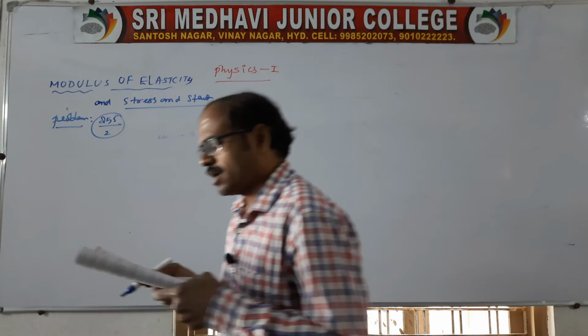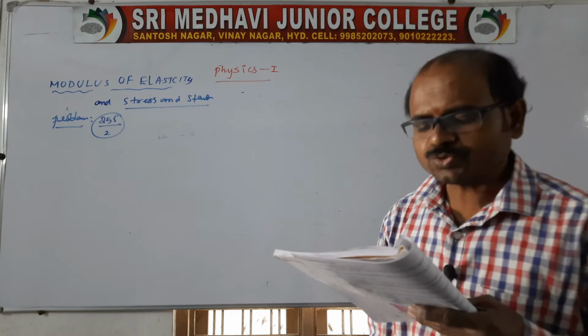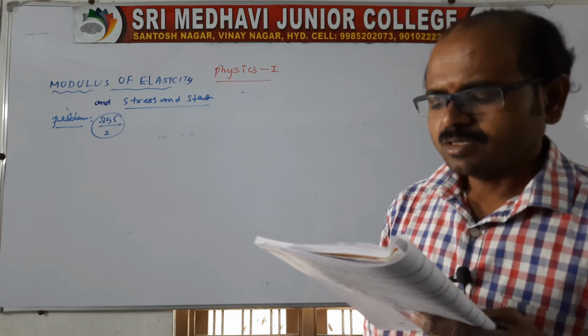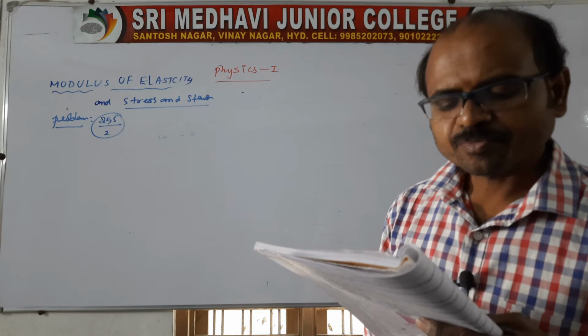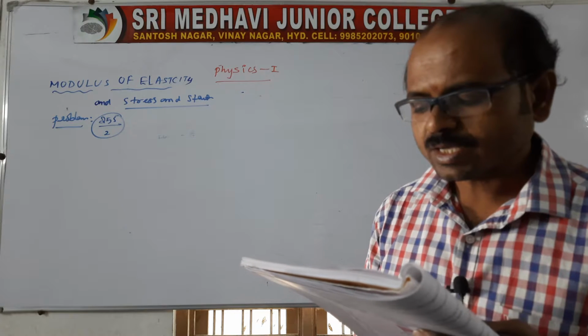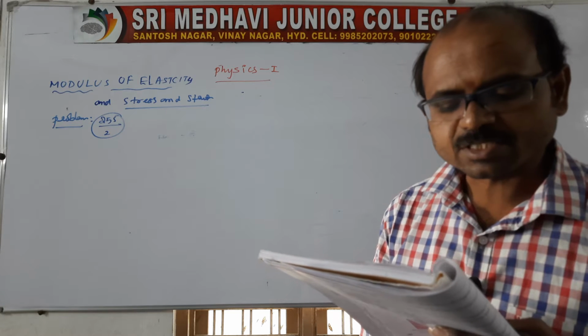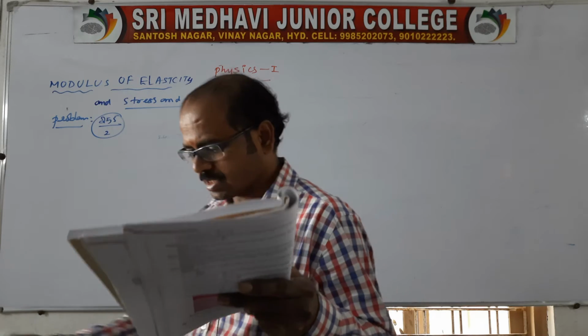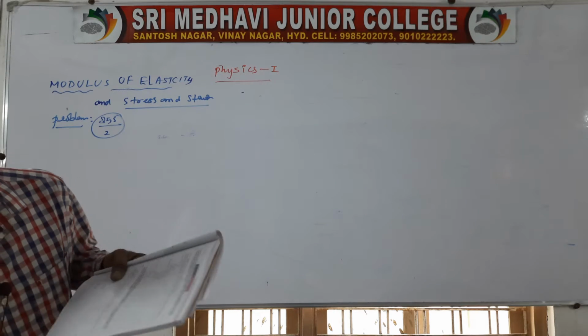A copper wire of length 2.2 meter and a steel wire of length 1.6 meter, both of diameter 3 mm, are connected end to end. When stretched by a load, the net elongation is found to be 0.70. Obtain the load applied. Read the question clearly and thoroughly, then we can do it.